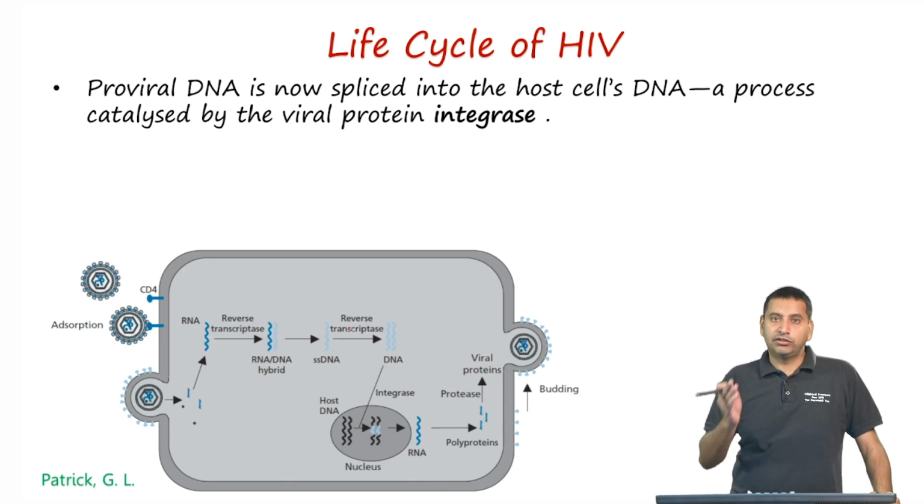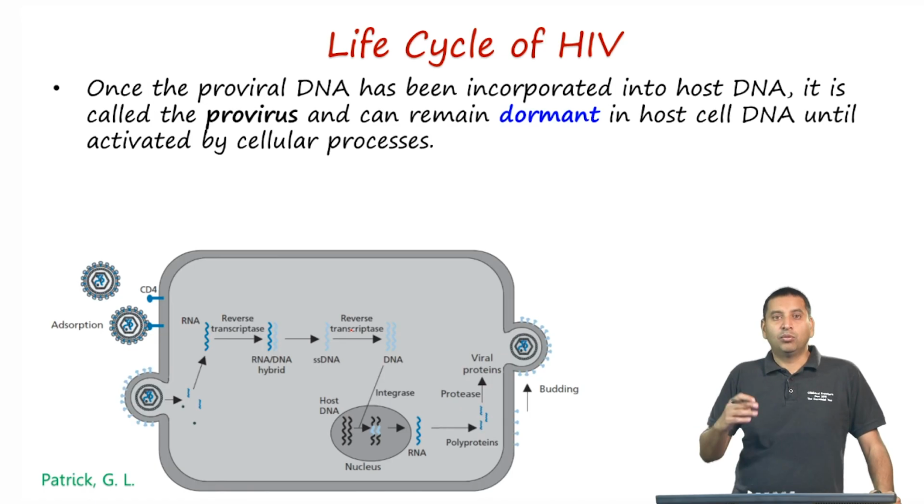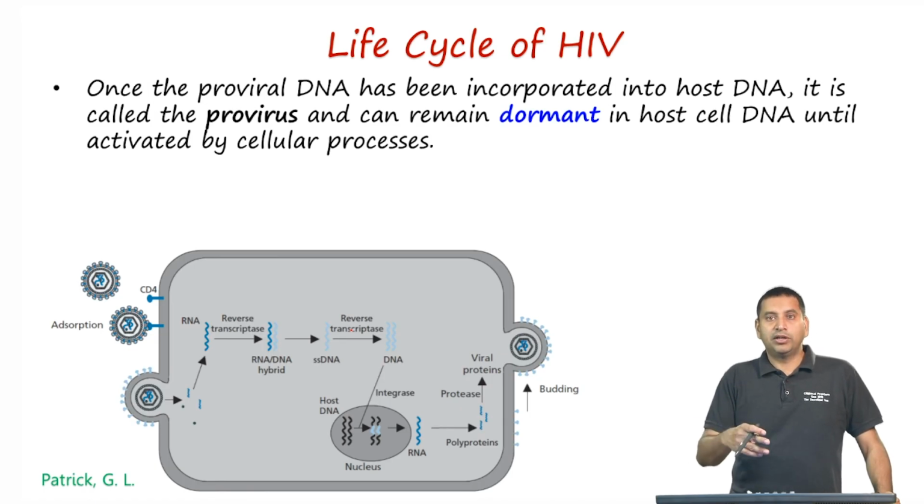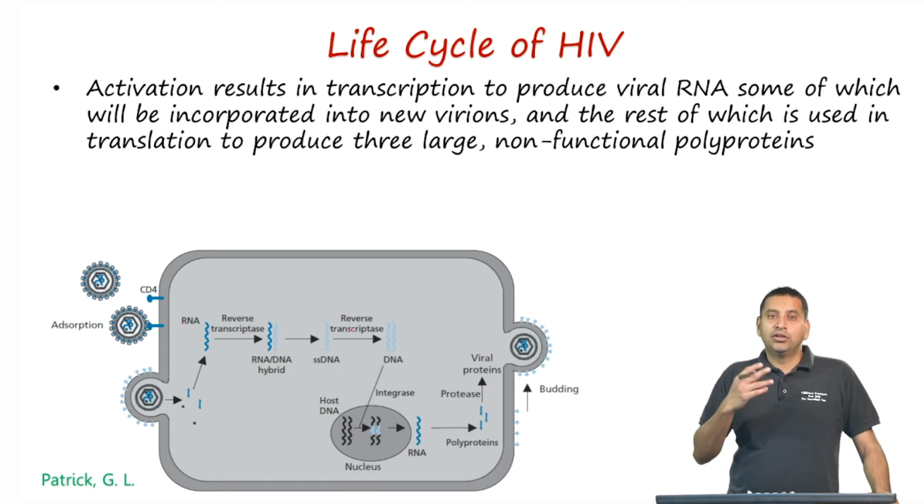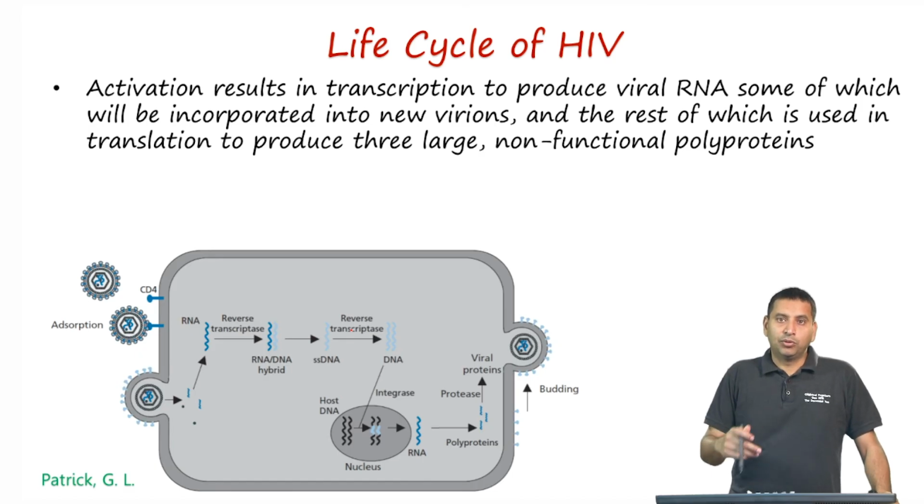Proviral DNA is then spliced into the host cell's DNA by an enzyme known as viral protein integrase. Once the proviral DNA has been incorporated into the host cell DNA, it is called the provirus, and this can remain dormant for weeks or even months or years together, until certain cellular processes activate it. Once this activation happens, it results in transcription to produce viral RNA, which is shown here.